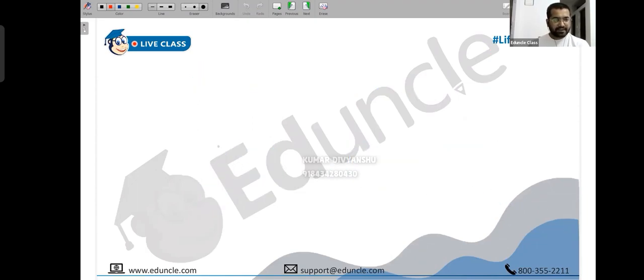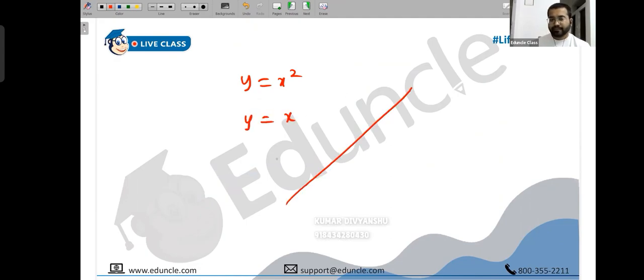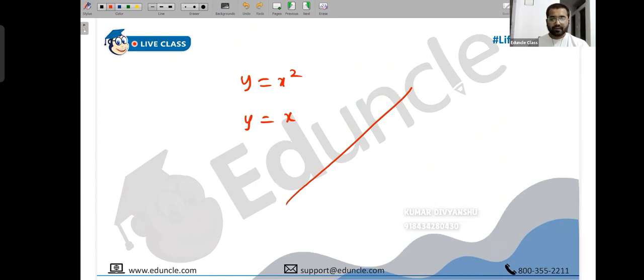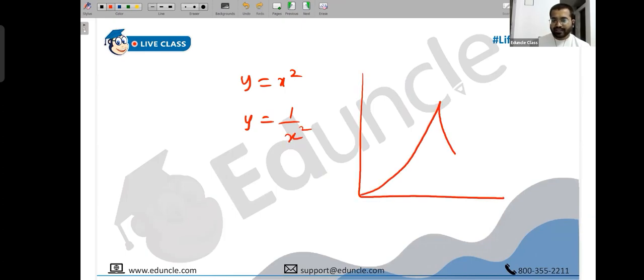For example, suppose I have y equals x square and y equals x. They are continuous at (1, 1). Or suppose you have y equals x square and y equals 1 upon x square. They must also be continuous at (1, 1). Continuous means that at the boundary, they both share an equal value.